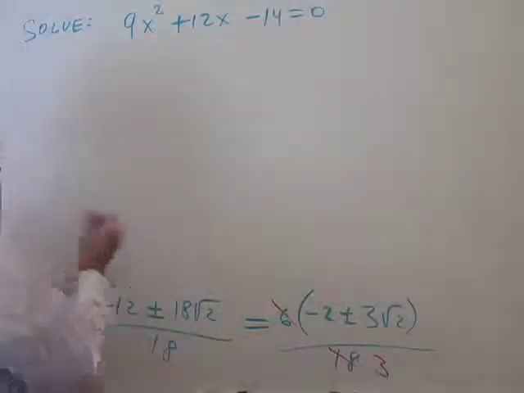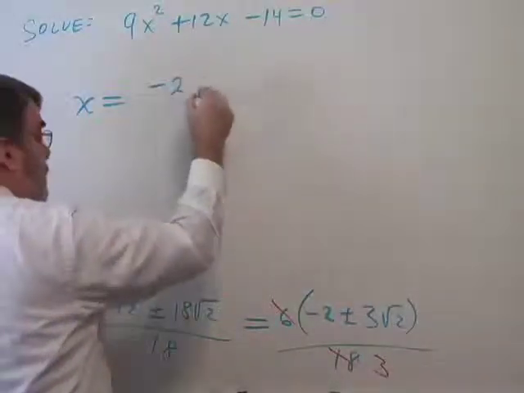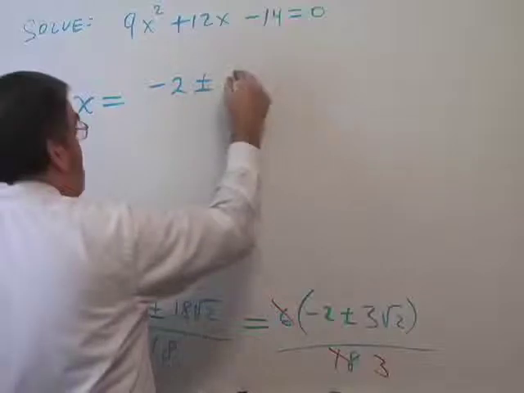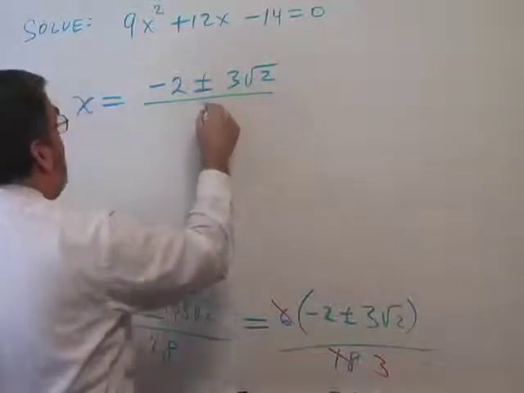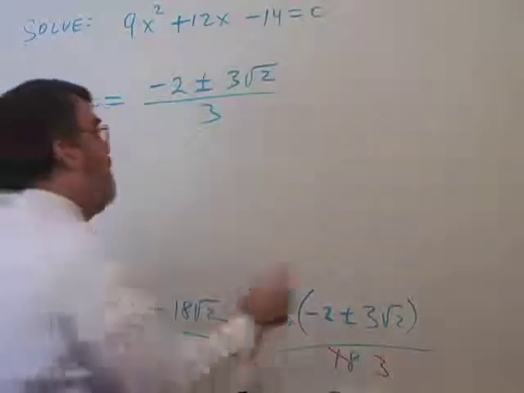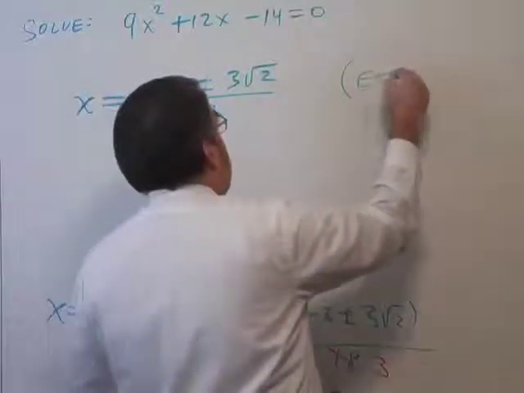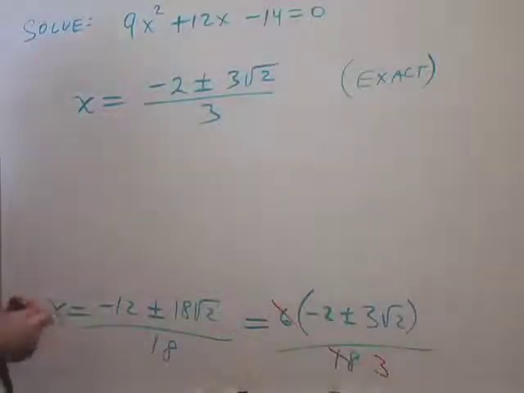All right, so x equals what? Negative 2 plus or minus 3 times the square root of 2, all divided by 3. So there we go. There's our exact answer. And I'm just going to write that for reference purposes. You don't need to write that, but that is the exact answer in symbolic form. And it's been simplified as far as we can make it.